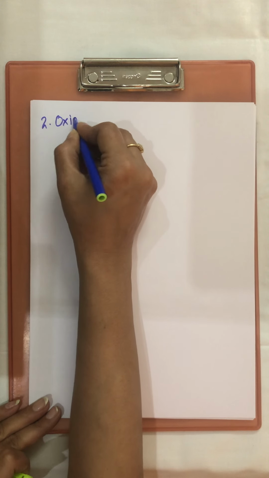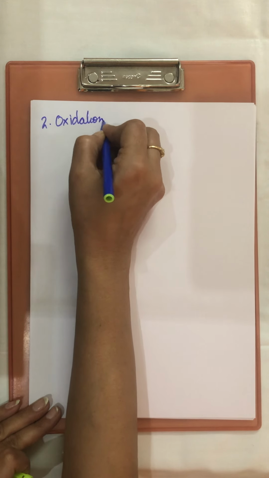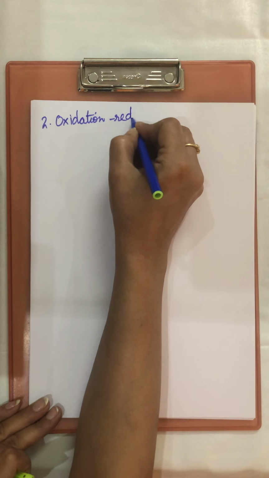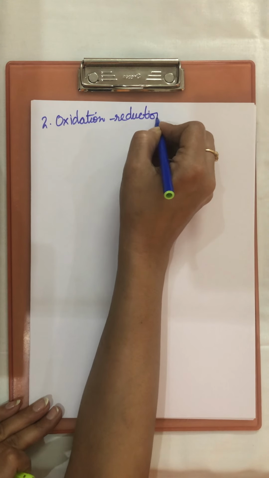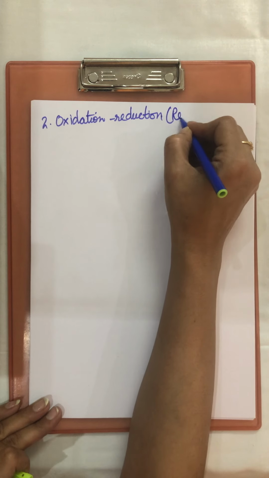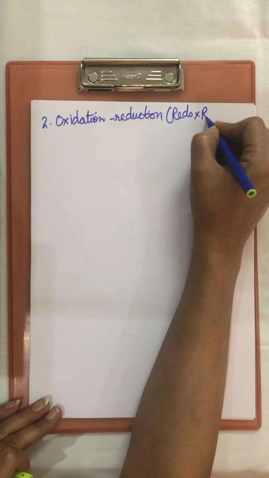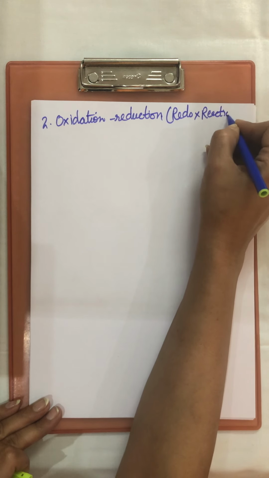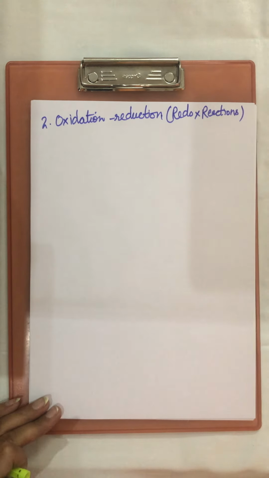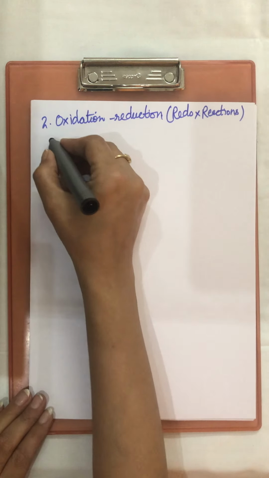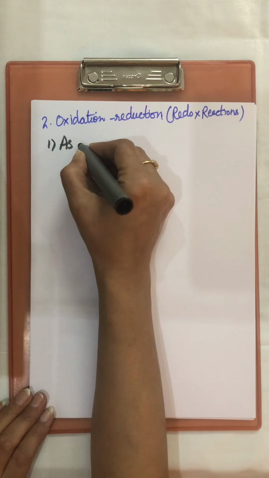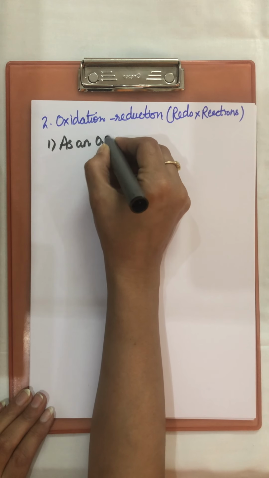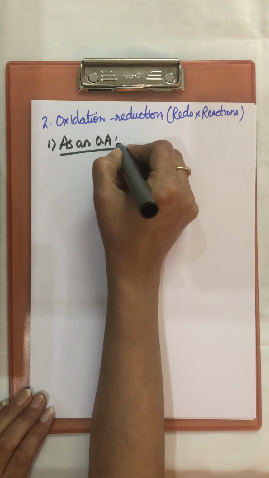Second chemical property of water is oxidation, reduction, or we can say redox reactions. Water shows oxidation as well as reduction, that is, it acts as an oxidizing agent as well as reducing agent. So first is as an oxidizing agent.